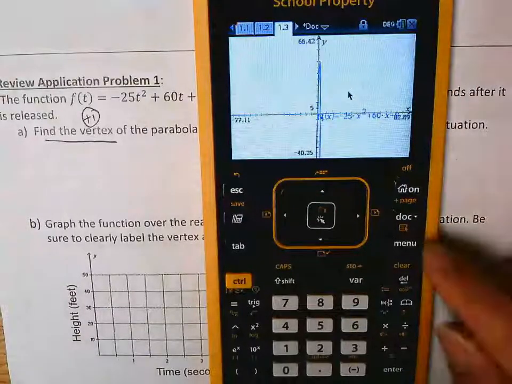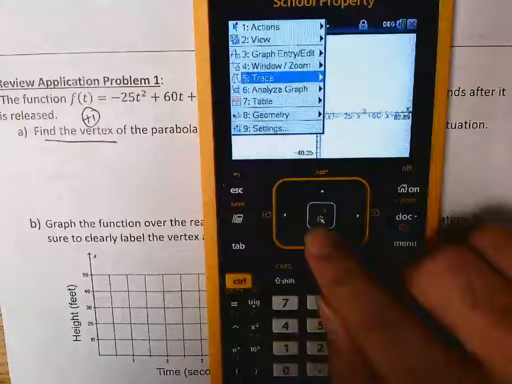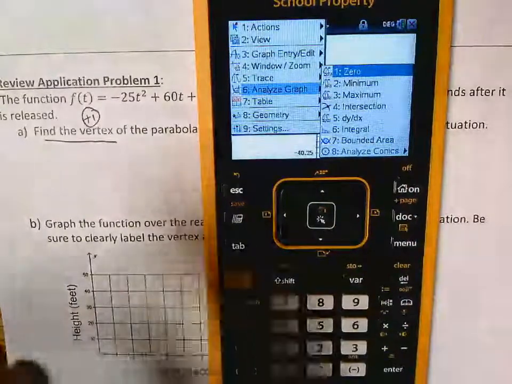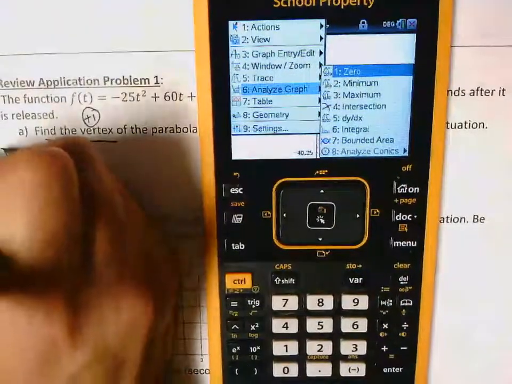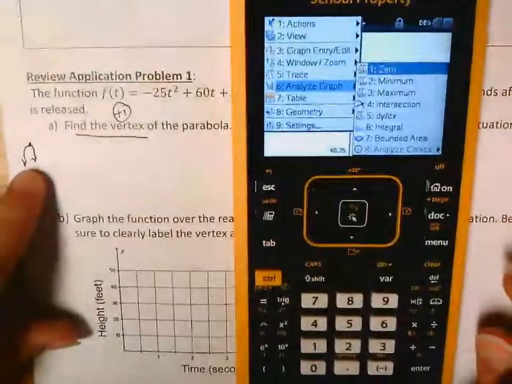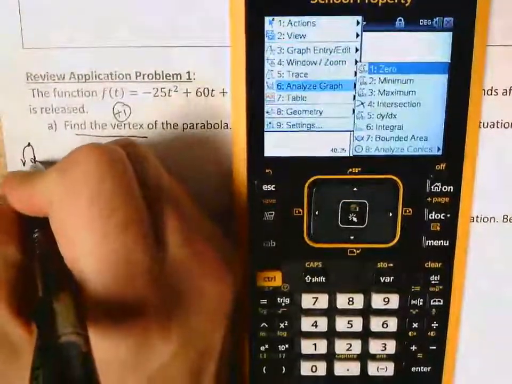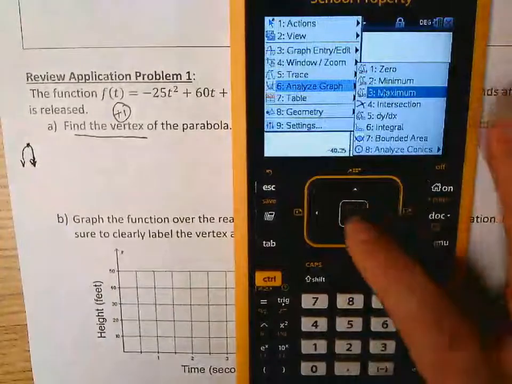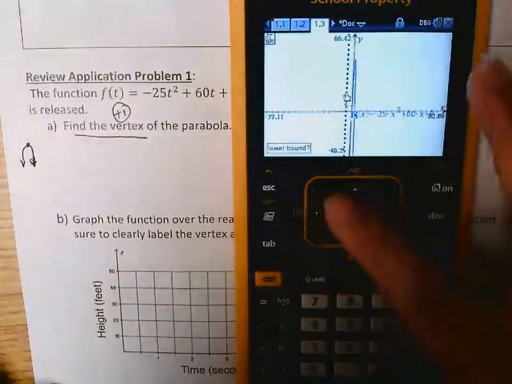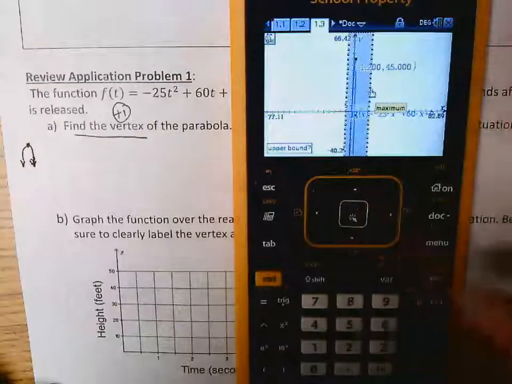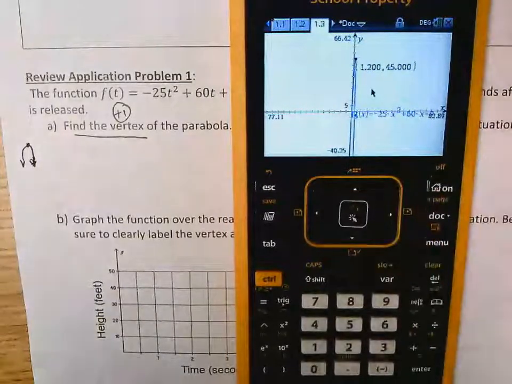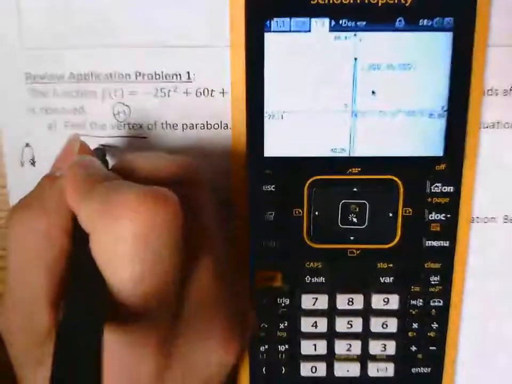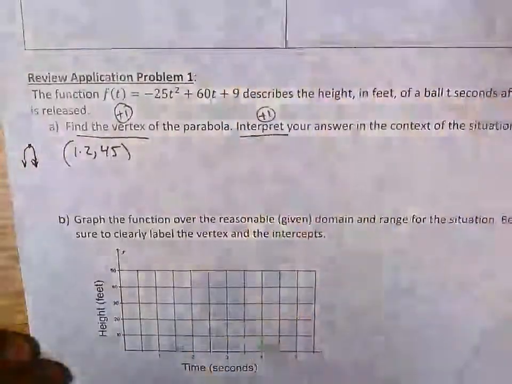So because my parabola is open downwards, I'm going to hit menu and I'm going to analyze graph. Because the parabola is open downwards, my parabola looks like this. That means that the vertex is, let me see, it looks like that. My parabola is going to have a maximum. The vertex is on the top, so therefore I have a maximum. So I'm going to hit maximum and I'm going to look for it right now. Okay, there you go. So my vertex is 1.2 comma 45.